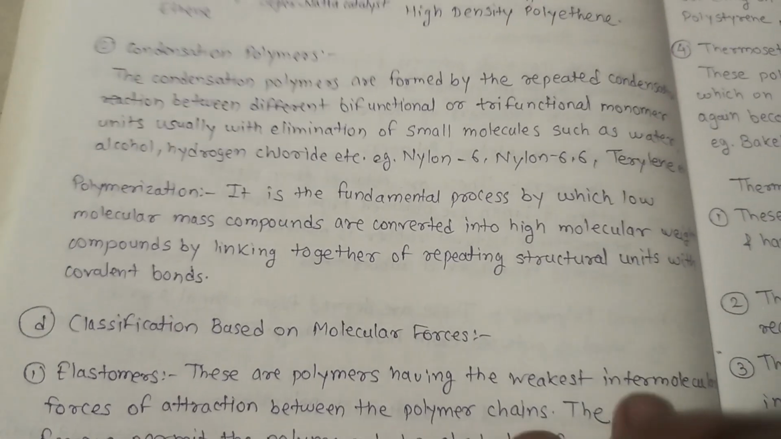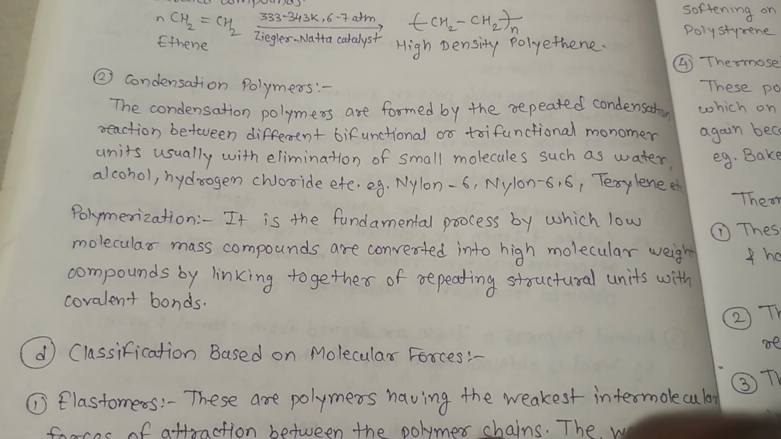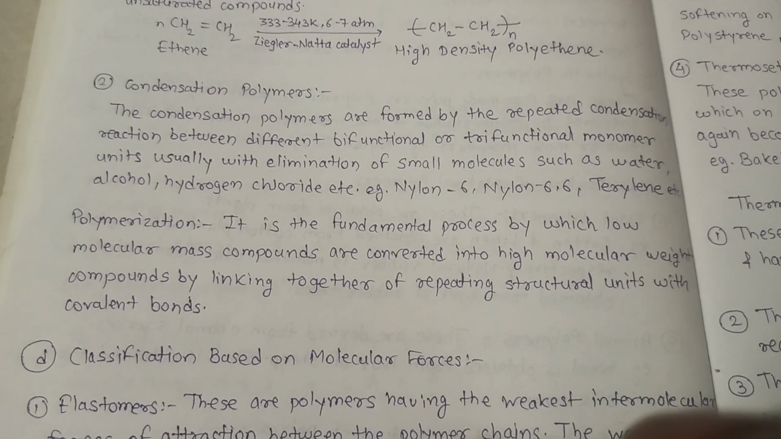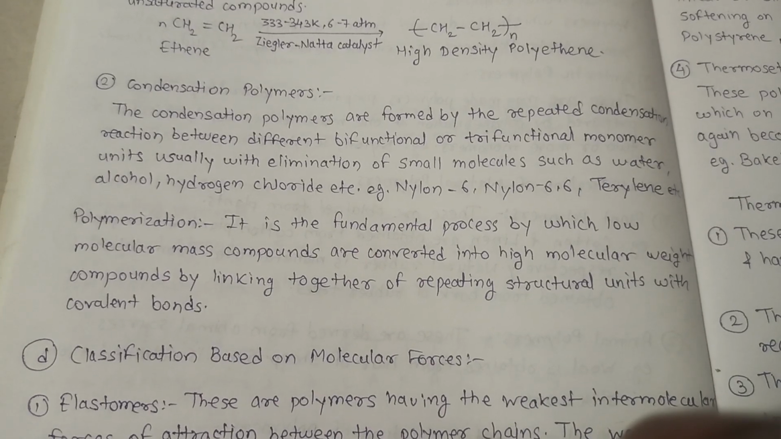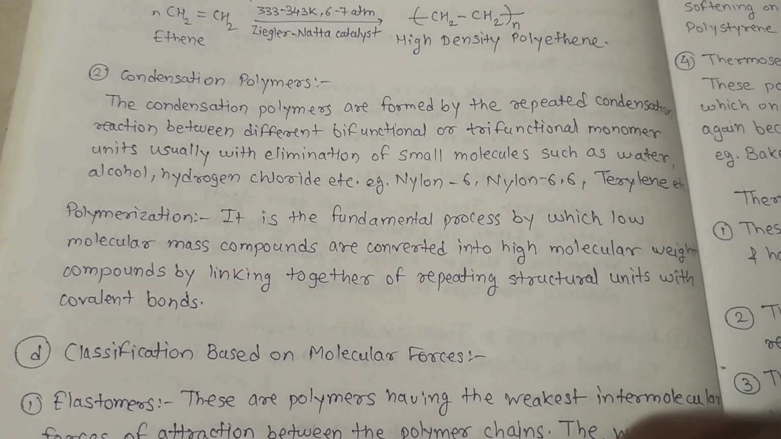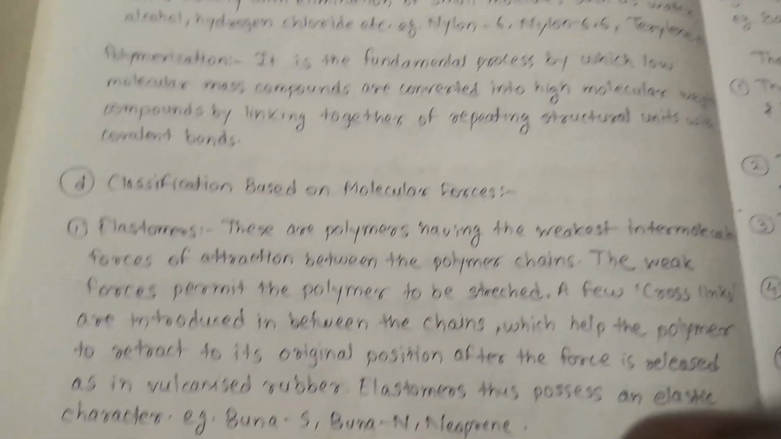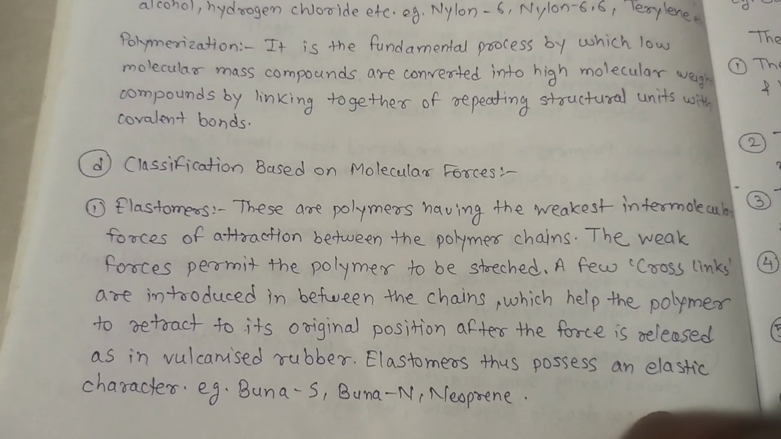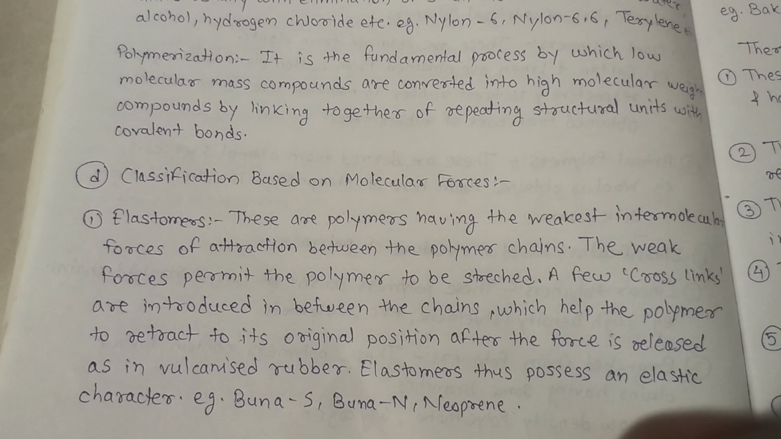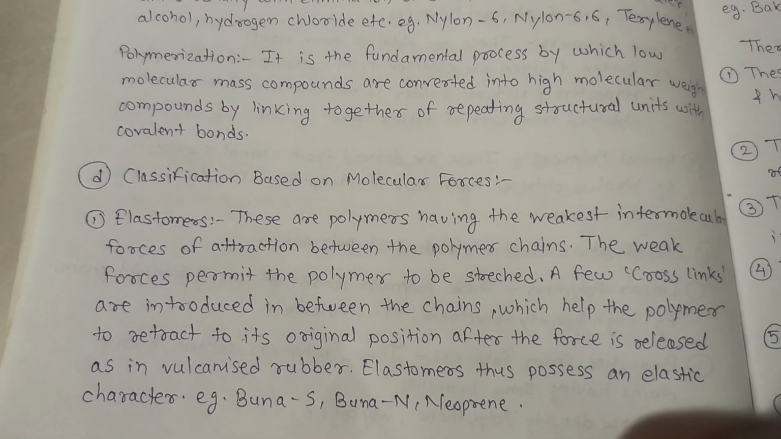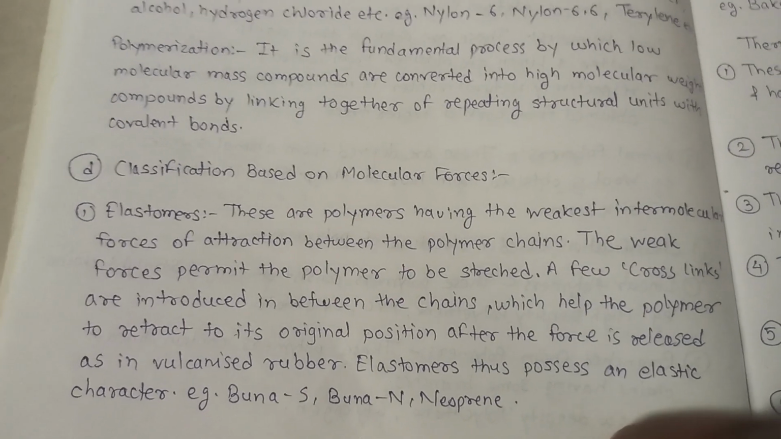Next is the polymerization definition. It is the fundamental process by which low molecular mass compounds are converted into high molecular weight compounds by linking together of repeating structural units with covalent bonds. So this is the proper definition of polymerization. Next and the last category is classification based on molecular forces. So there are four kinds: elastomers, fibers, thermoplastics, and thermosetting polymers. Let's discuss elastomers first.